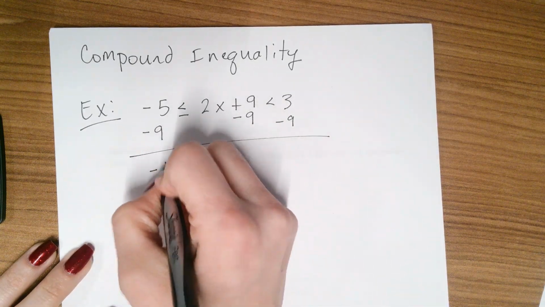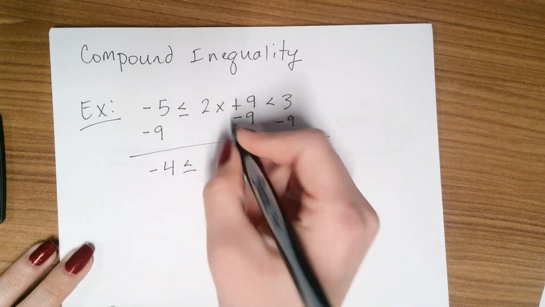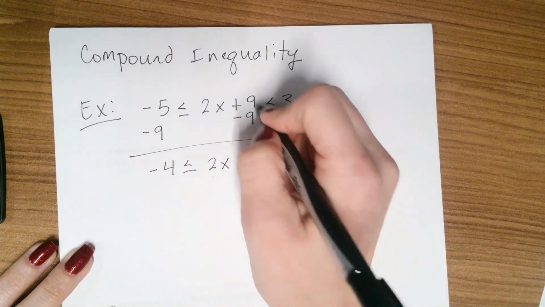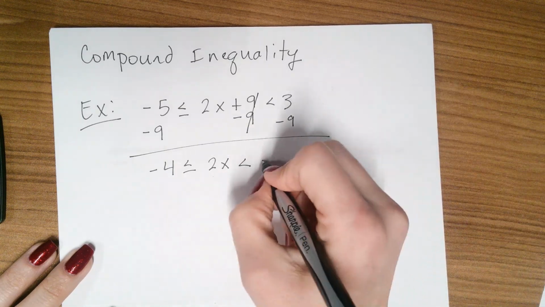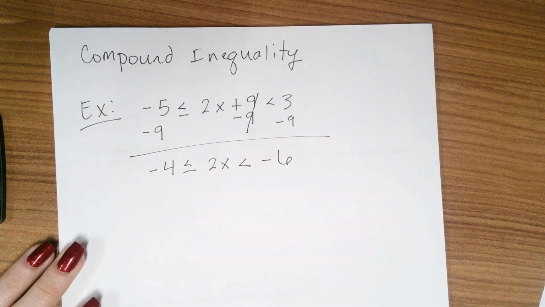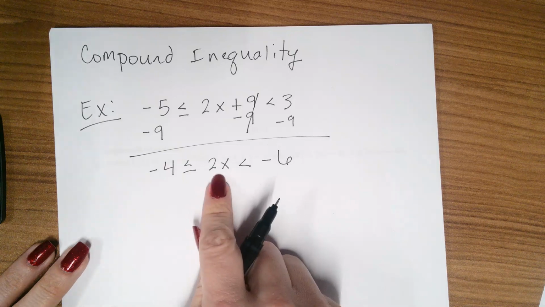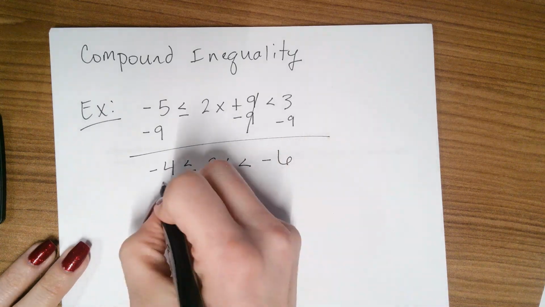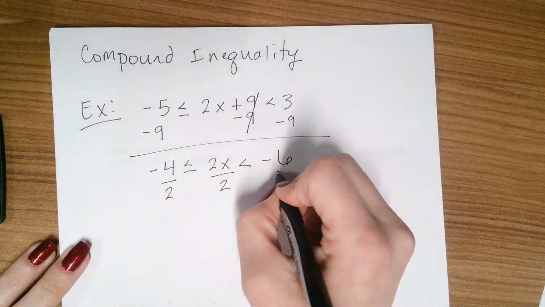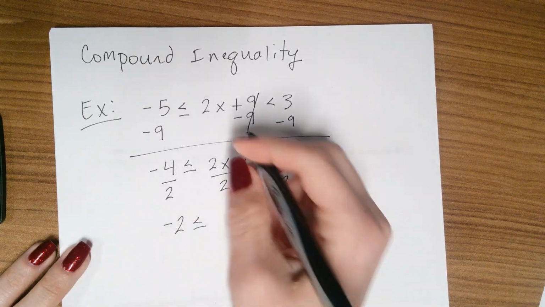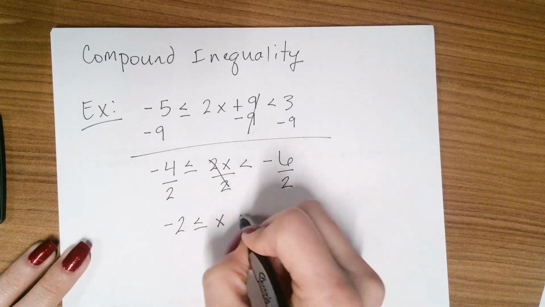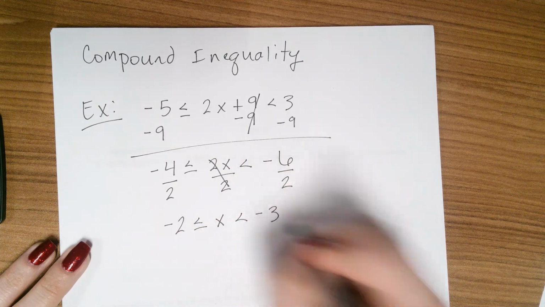-5 minus 9 is -14, less than or equal to 2x. 9 minus 9 cancels, which is less than 3 minus 9, which is -6. And now x is being multiplied by 2, so I'll divide all 3 sides by 2. I get -2 is less than or equal to x, which is less than -3.